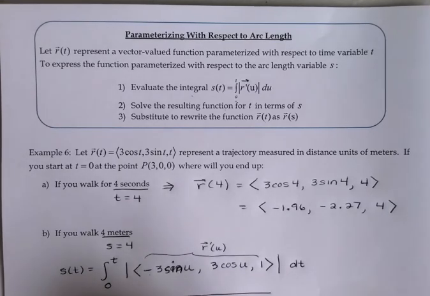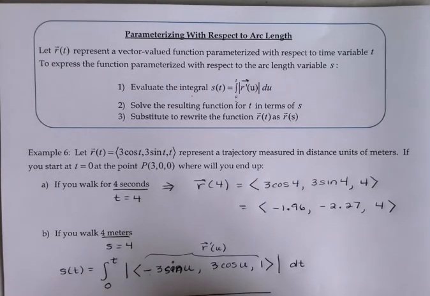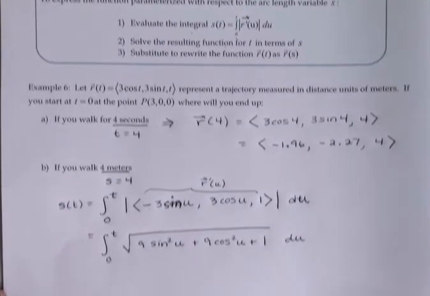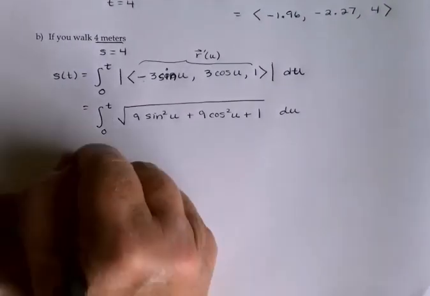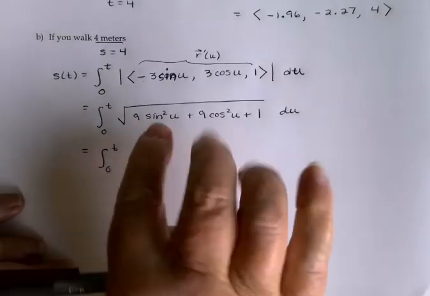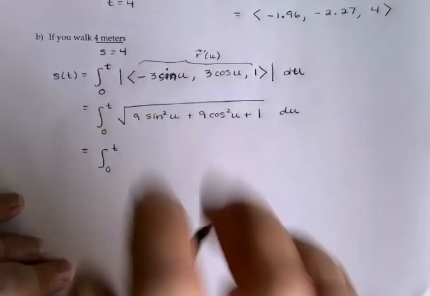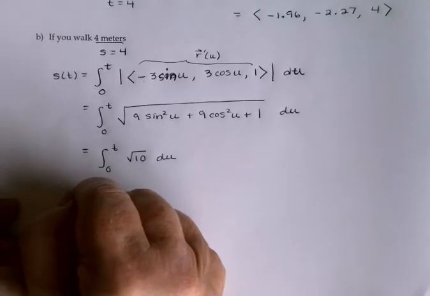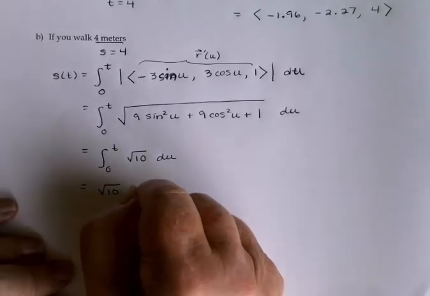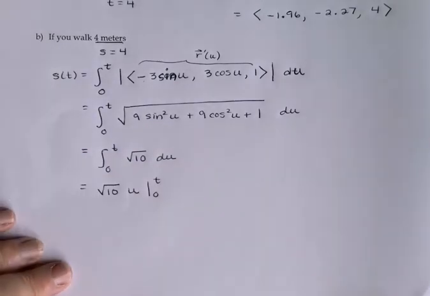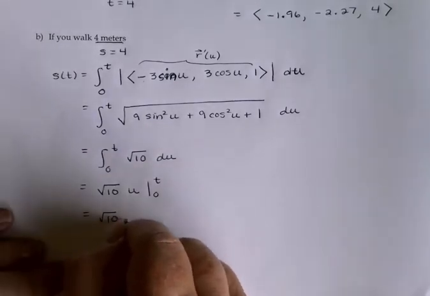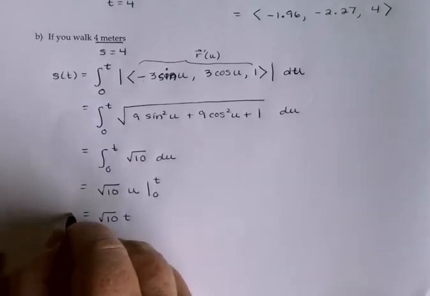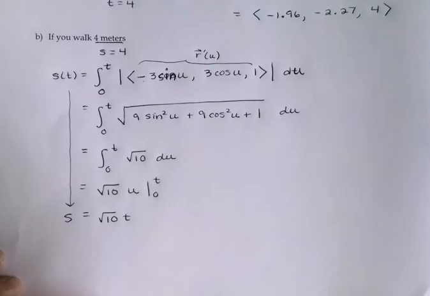Magnitude of that is the square root of 9 sine squared u plus 9 cosine squared u plus 1. Sorry, that was a du. And again, that's just 9, since sine squared plus cos squared is 1. So 9 plus 1 would be the square root of 10 du. And integrating that is going to give me the square root of 10 times u from 0 to t, or square root of 10 times t. So that's now an expression for s.